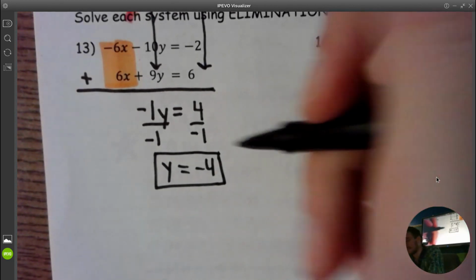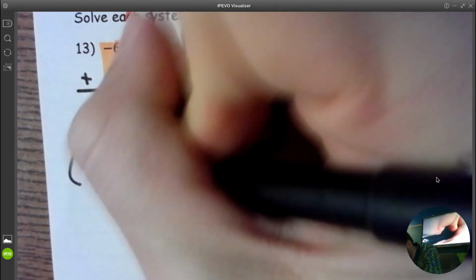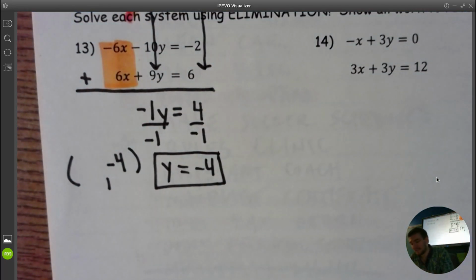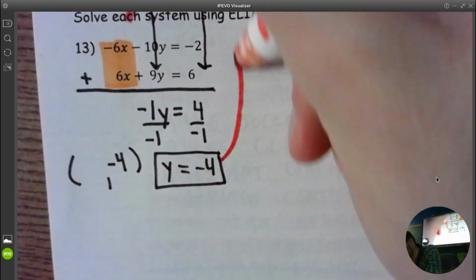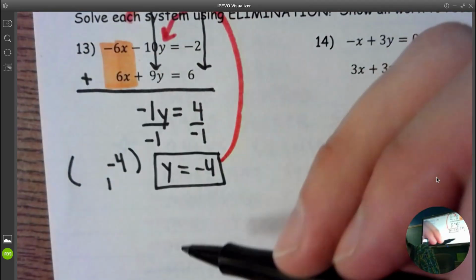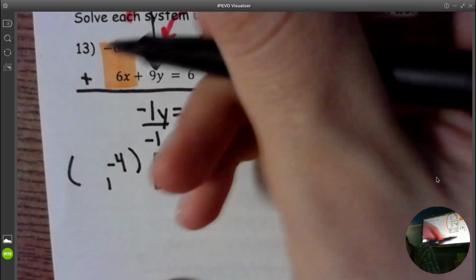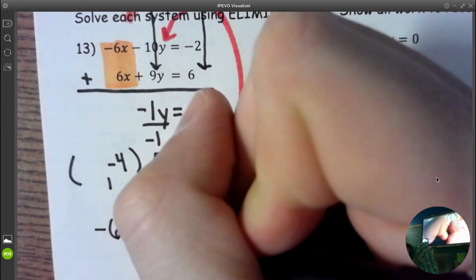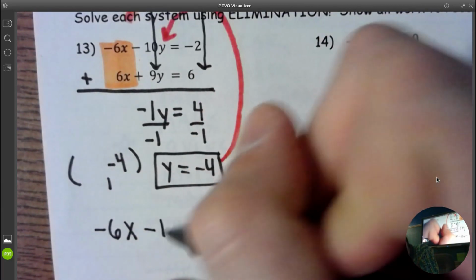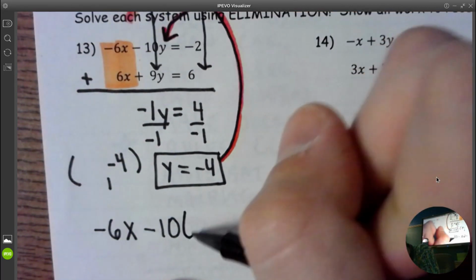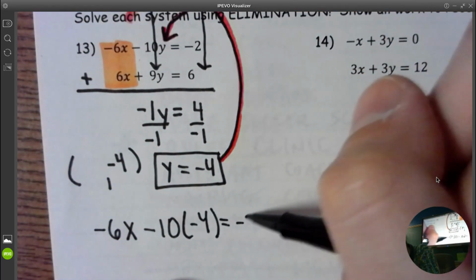Now remember, that is half of the answer. It is the second half because the y always comes second. And what we need to do is take this y and put it back into the y. I heard the answer is 7. Let's see if I can write this down correctly. I did make a mistake earlier in the year. Putting this y into the y, so I should have negative 6x. I don't need to change the x. Minus 10y. This is where I need to put the negative 4 into the y. Negative 4 equals negative 2.